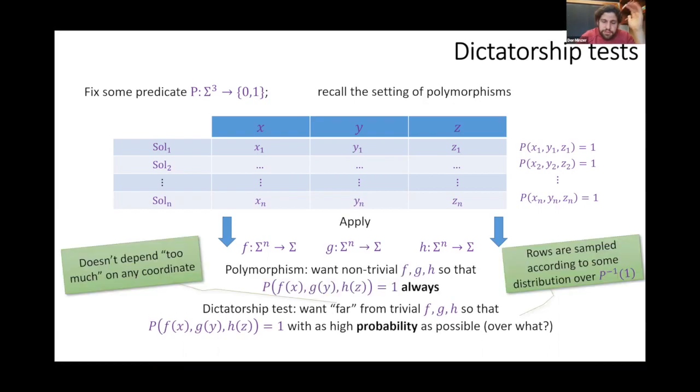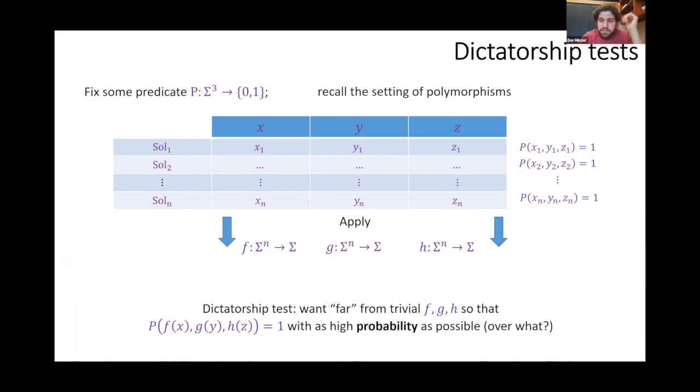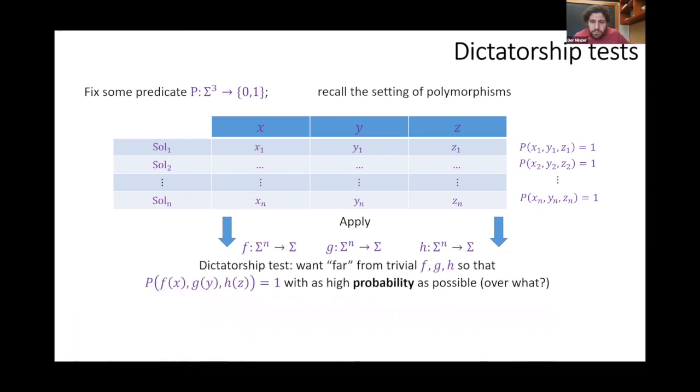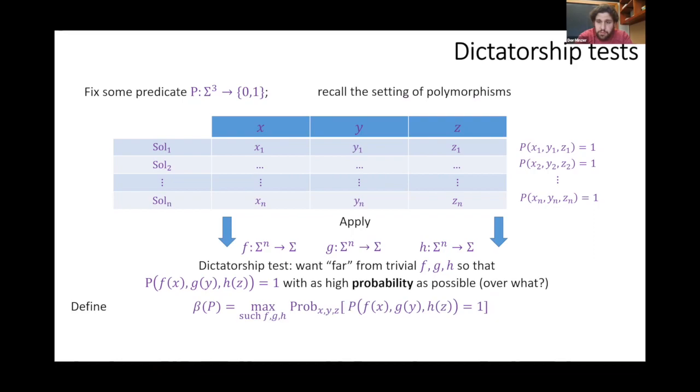So I hope that this is convincing that polymorphisms and dictatorship tests are really the same, except that you ask for some slightly different quantity. Instead of always, you want as high probability. But this is what is most relevant for approximation. And with respect to this, there are two quantities of interest. You can define the parameter beta, which is simply: take all of the possible functions f, g, and h that are far from being trivial, and just choose the best ones, the ones that maximize this probability.